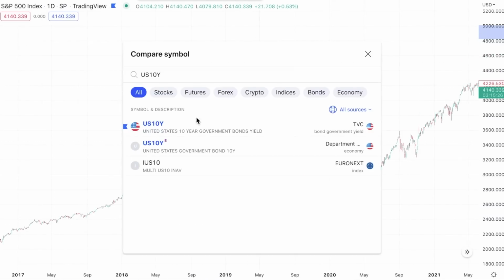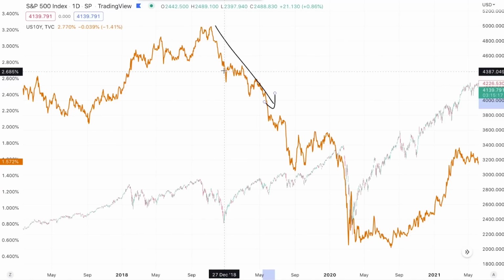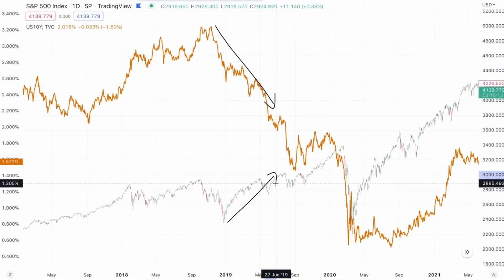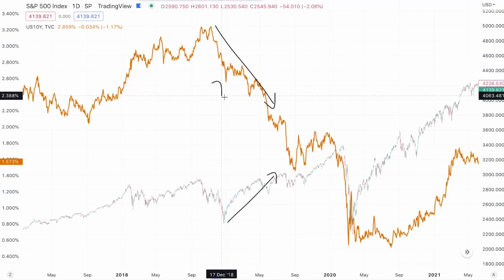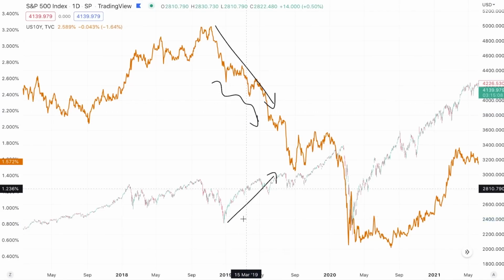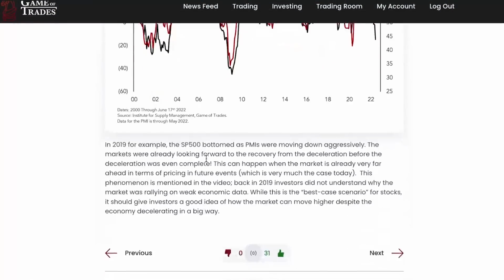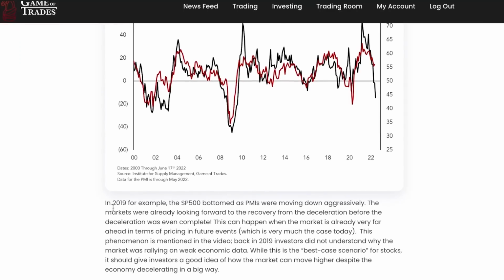and that would look a lot more like 2018, where you can take a look at yields and they just went down in a straight line, and that created this V-shaped recovery, where as you had weaker and weaker economic data, you had a stronger and stronger stock market.